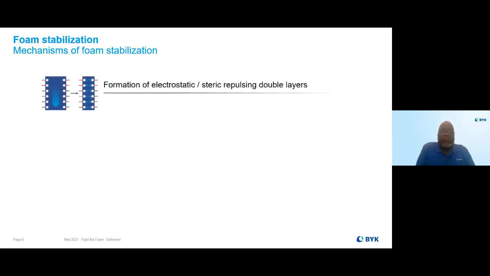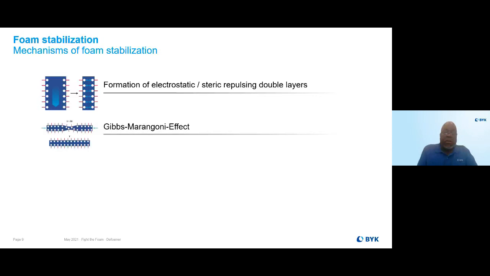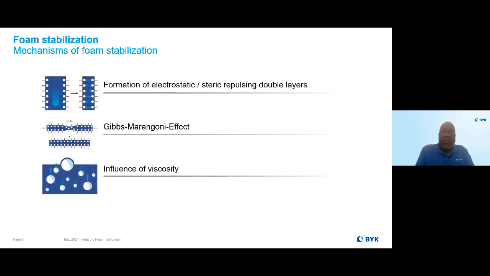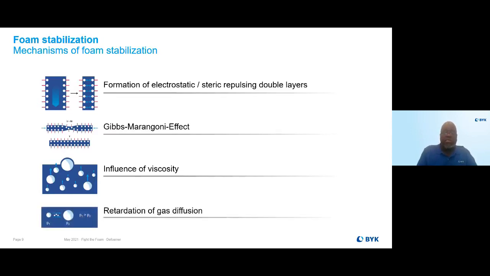And foam is stabilized by several mechanisms. The first mechanism we'll speak of today is known as formation of electrostatic and steric repulsing double layers. Then there's the Gibbs-Marangoni effect, third is influence of viscosity, and the fourth is retardation of gas diffusion.